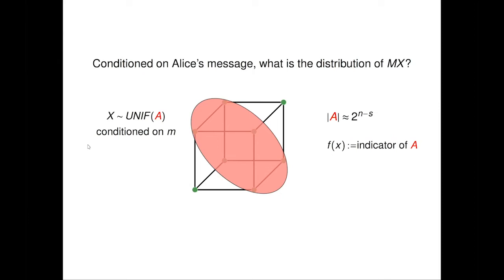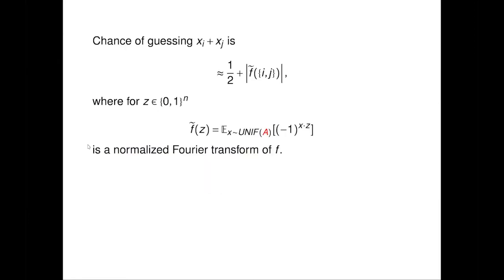And if Alice sends s bits, and think of s as smaller than square root n, then the subset is pretty large. It occupies a largish fraction of the Boolean cube. So let F denote the indicator of A. The main observation here is that if we think of an edge ij in Bob's matching, then the chance of guessing the parity xi plus xj is basically 1/2 plus the absolute value of the normalized Fourier coefficient of Alice's message at ij. Here's the definition of the normalized Fourier coefficient.